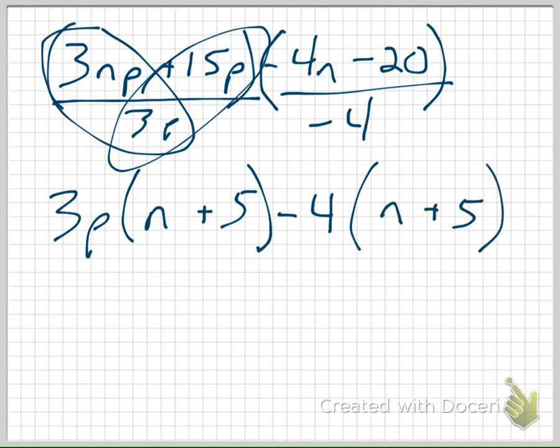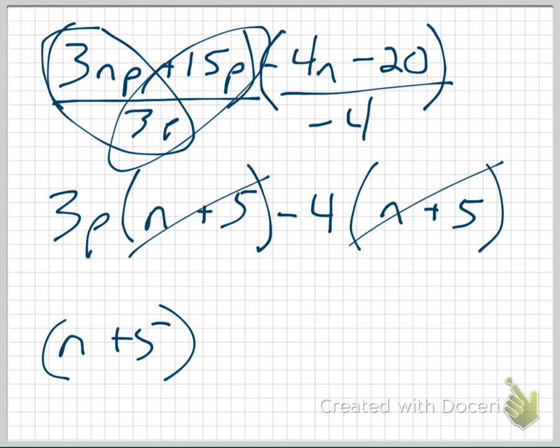You know you're doing this right when these two things are identical. Right? Because now at this point, am I done factoring? No. I'm going to factor it even further by pulling out what I can. What can I pull out? I can pull out n plus 5. What's that leave me with? 3p minus 4. How many of you got that? Okay.